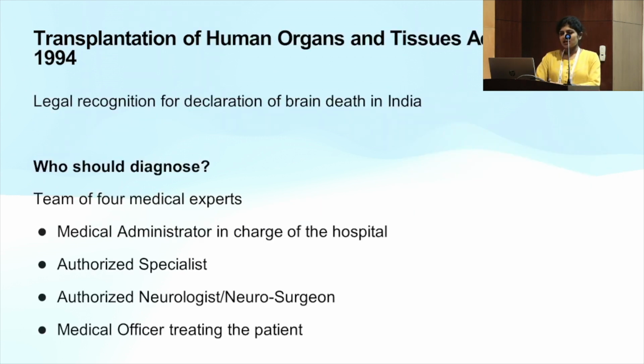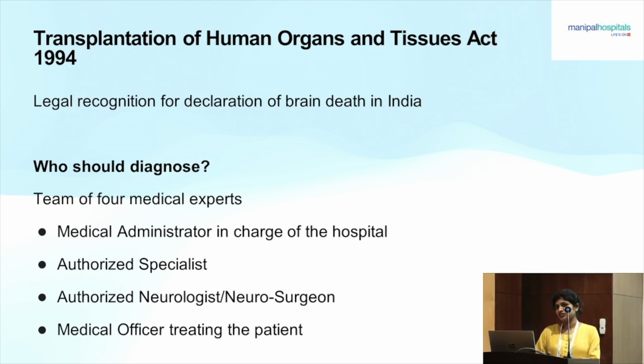In India, the Transplantation of Human Organs and Tissues Act, in 1994, for the first time recognized brain death. But this is only in the context of organ donation. So only in the context of organ donation have they defined brain death. If the patient is not going for organ donation, as in our Indian setup, there is no proper legal way to go about it.